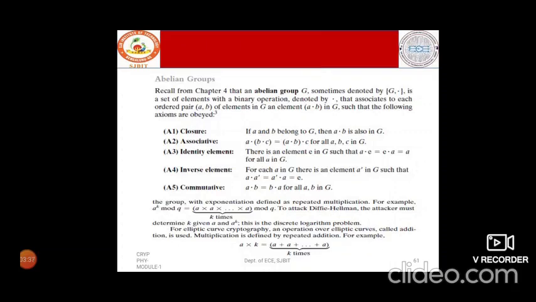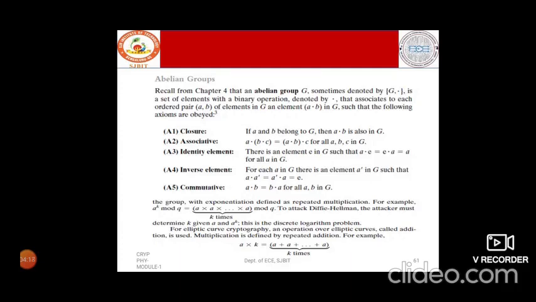For elliptic curve cryptography, an operation over elliptic curves called addition is used. Multiplication is also defined by repeated addition, like a times k, adding a k times. Where the addition is performed over an elliptic curve, cryptanalysis involves determining k given a and a times k. An elliptic curve is defined by an equation in two variables with coefficients. For cryptography, the variables and coefficients are restricted to elements in a finite field, which results in the definition of a finite abelian group.